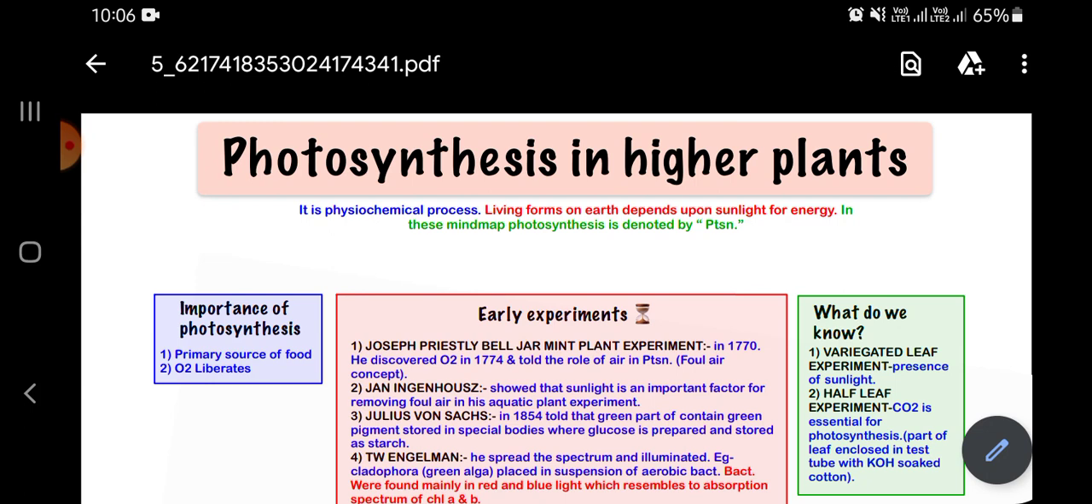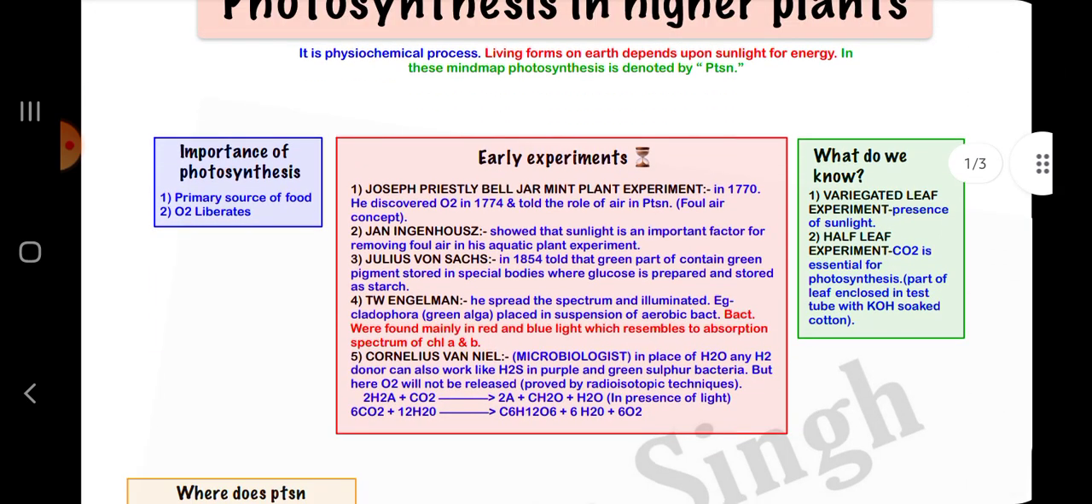Photosynthesis is a physiochemical process. Living forms on earth depend upon sunlight for energy. In plants, photosynthesis is denoted by PTSN. Importance of photosynthesis: it is the primary source of food and liberates O2.